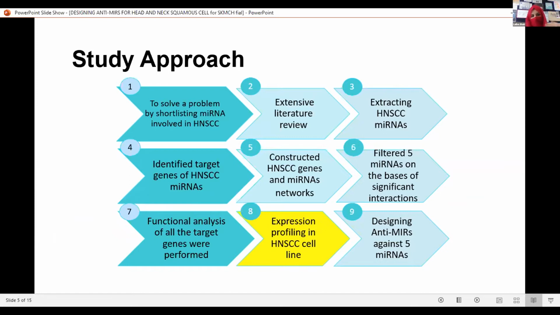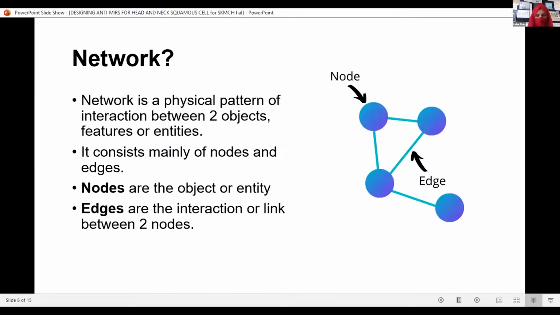My study approach is basically to solve a problem by enlisting all the head and neck squamous cell carcinoma miRNAs, and then looking for the potential candidate out of those to design some targeted therapy or diagnostic approach for them. So I will be discussing all of these steps one by one.